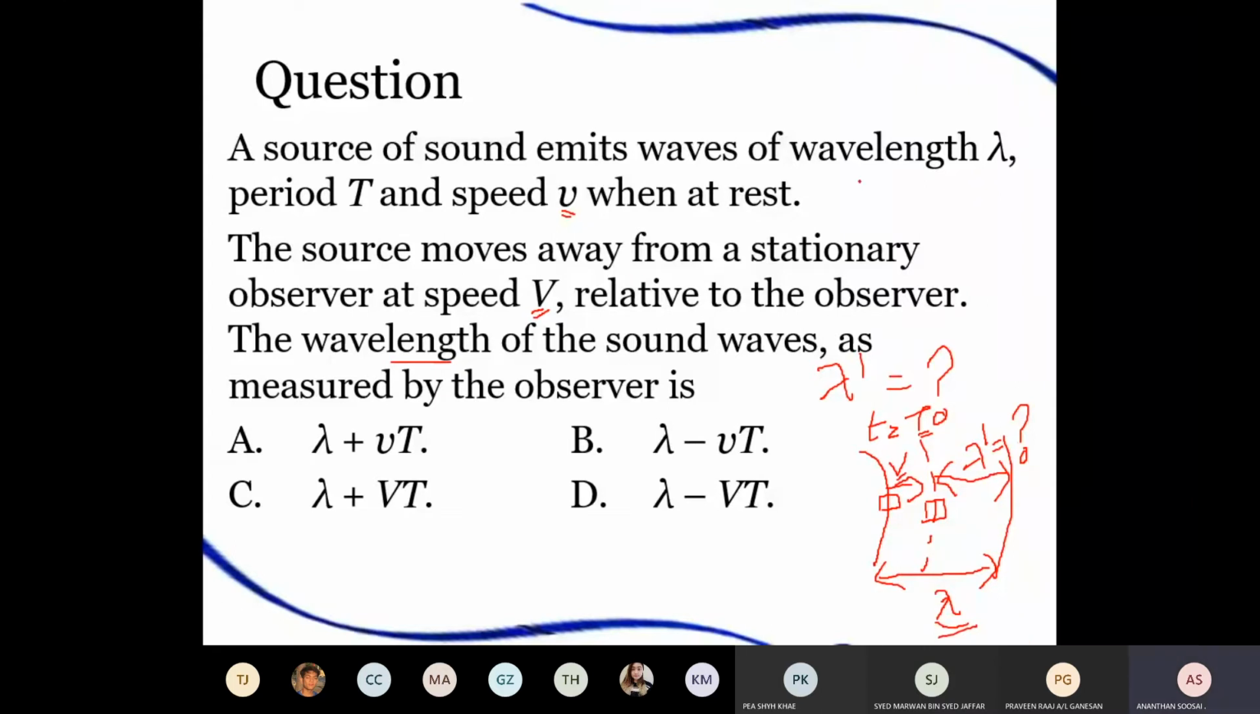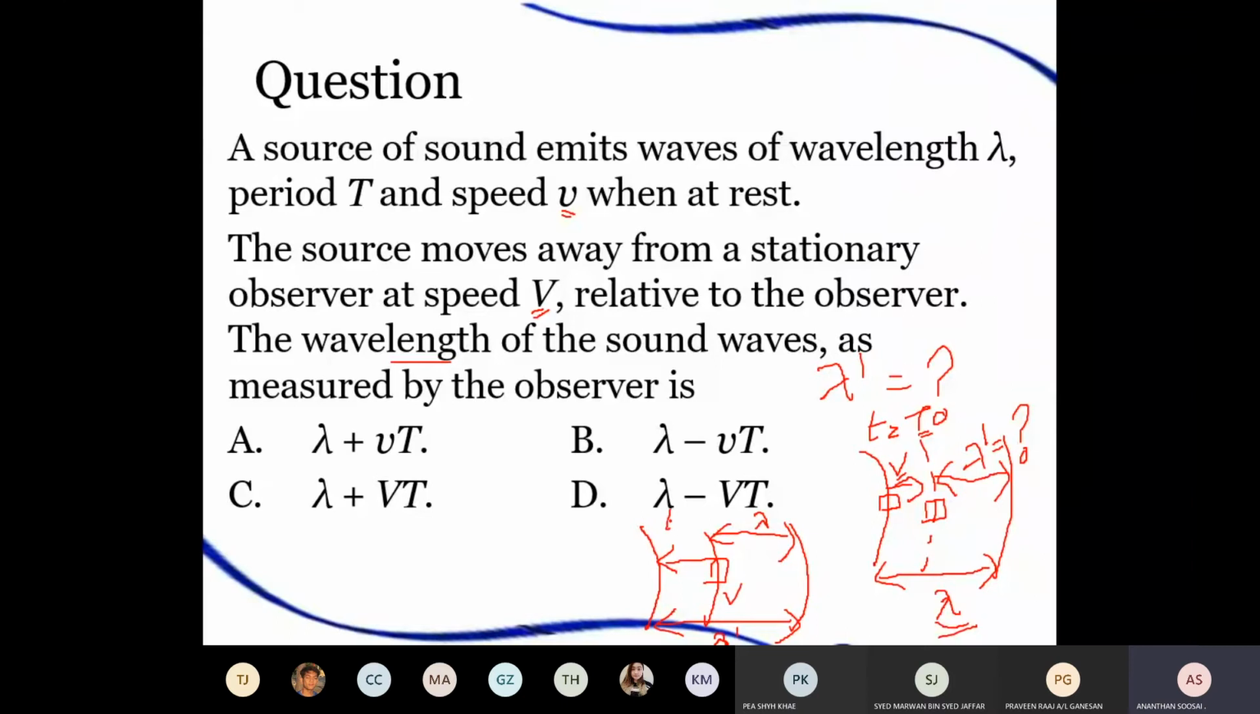The source emits wavelength lambda, the period T, and the speed v when at rest. The source moves away from the stationary observer. Sorry, not closer, it's moving away. The one I'm drawing is moving closer. Let me draw a new diagram. So like this, the source is moving away. This is the original wavelength lambda. The new wavelength is the longer one, lambda 1. The source is moving away with the speed of V.